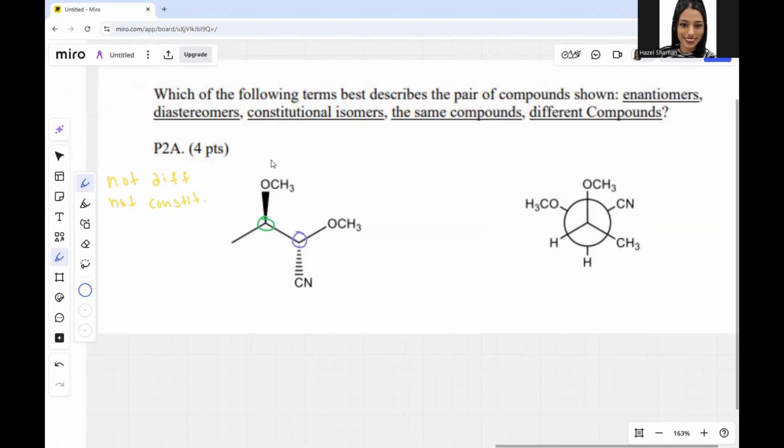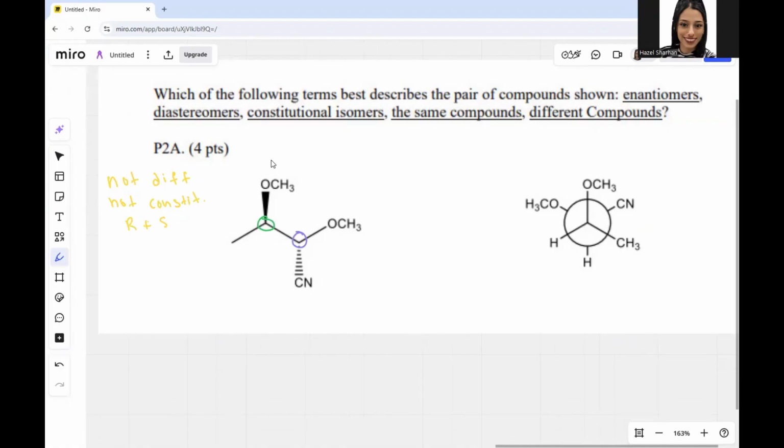Okay. Now we want to check if they're the same by checking their R and S configurations. And this is how we check if they're the same. So let's go ahead and start numbering our priorities.